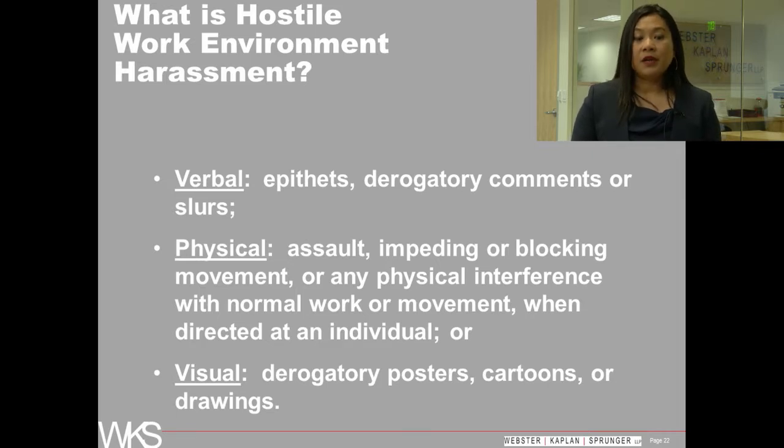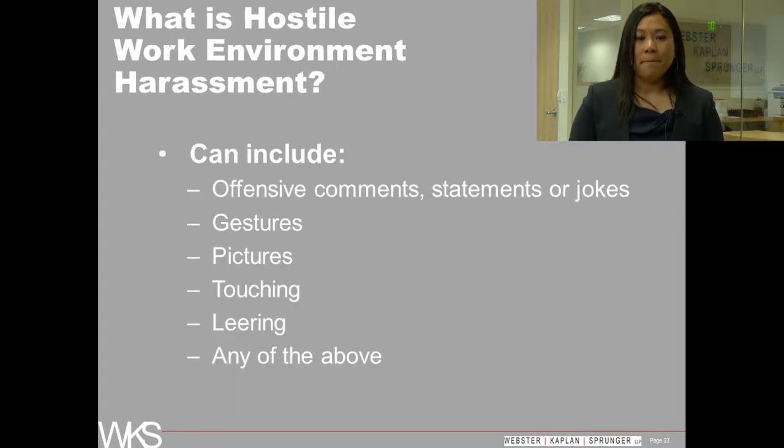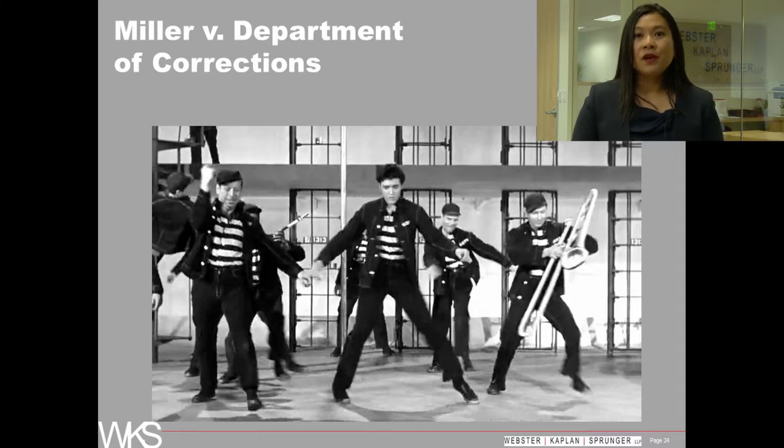Another example of potentially an element of hostile work environment harassment is visual harassment. So derogatory posters, cartoons, drawings, videos, pictures in the workplace that could affect the workplace of other individuals in an abusive way. Okay, so these are just other examples. We're talking about jokes, offensive comments, statements, gestures, pictures, touching, leering, any of the above. Okay, so those are kind of broad strokes as to what the definitions are of both quid pro quo harassment and hostile work environment.